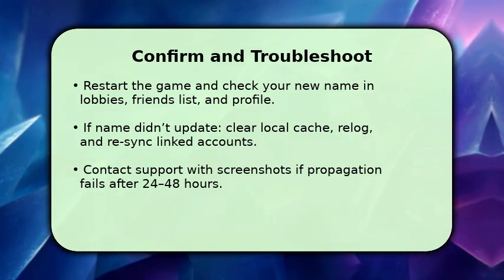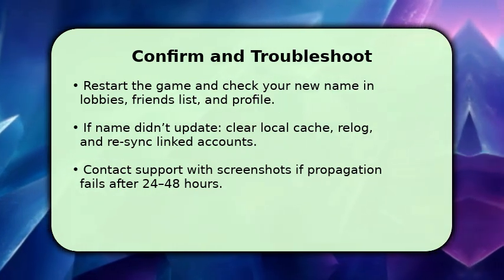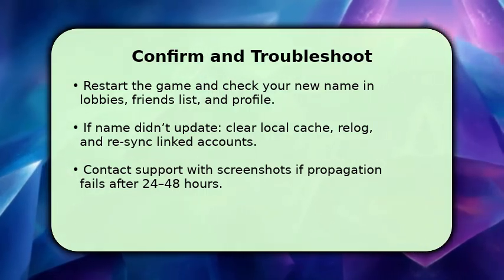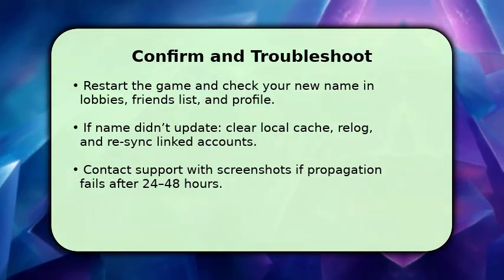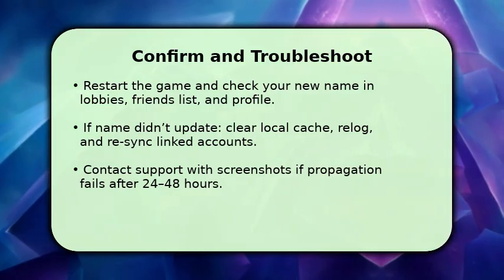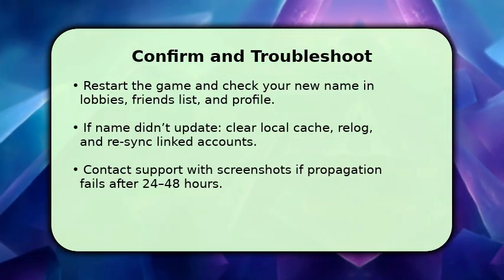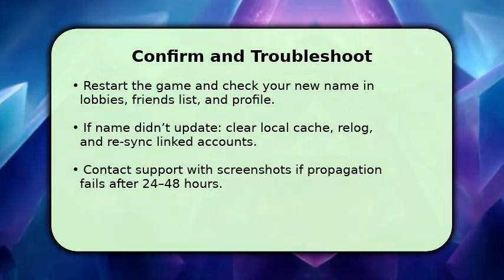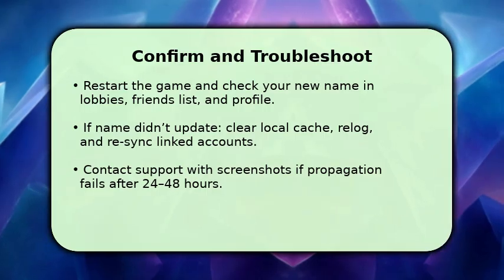If the change hasn't appeared, clear the game cache or app data, sign out and sign back in, then force a resync of linked accounts. This resolves most propagation delays. If you still don't see the update after 24 to 48 hours, gather screenshots showing the platform name and the game state, and contact support for account-level assistance.